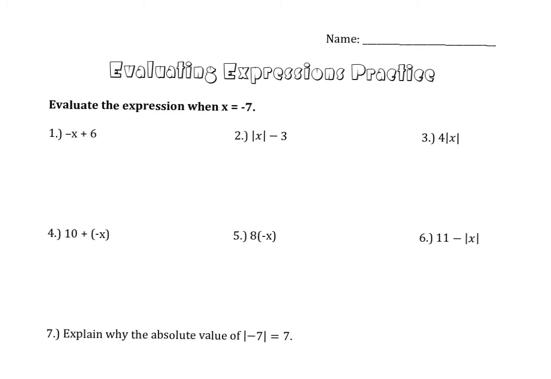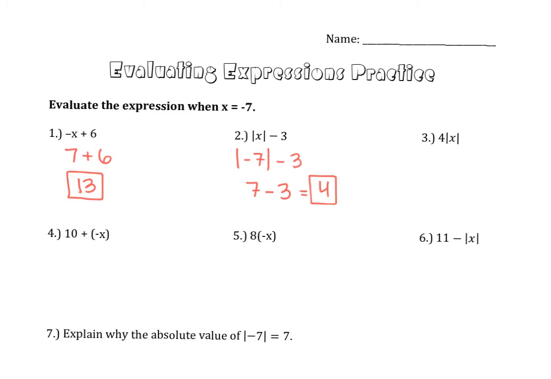So let's take a look at number 1. We are going to evaluate the expression when x equals -7. So on number 1, we have the opposite of x. Well, if x is -7, remember then the opposite would be +7. So we'd have 7 plus 6, which is just +13. On number 2, we have those absolute value bars. So we're going to first plug in what x is. We have the absolute value of -7. Well, -7 is 7 places from 0. So the absolute value of -7 is 7, and 7 minus 3 is 4.